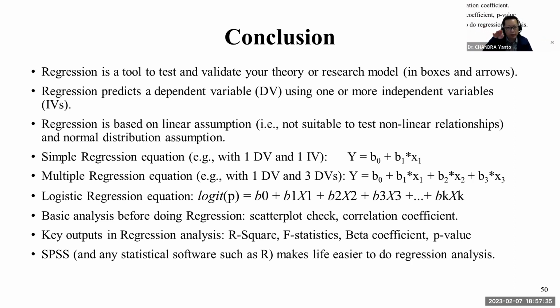In simple regression, you have the equation y equals b0, the intercept, plus the slope b1 multiplied by the variable x1. Multiple regression is the same, but you have more x's and more b's: b1, x1, b2, x2, b3, x3. In logistic regression, you have a logit very similar to b1, x1, b2, x2, but it uses a logit function. You need to check the scatter plot, check your correlation, and look at the R squared, the F statistics, the beta, and the p-value. SPSS makes your life easier to do the regression analysis.